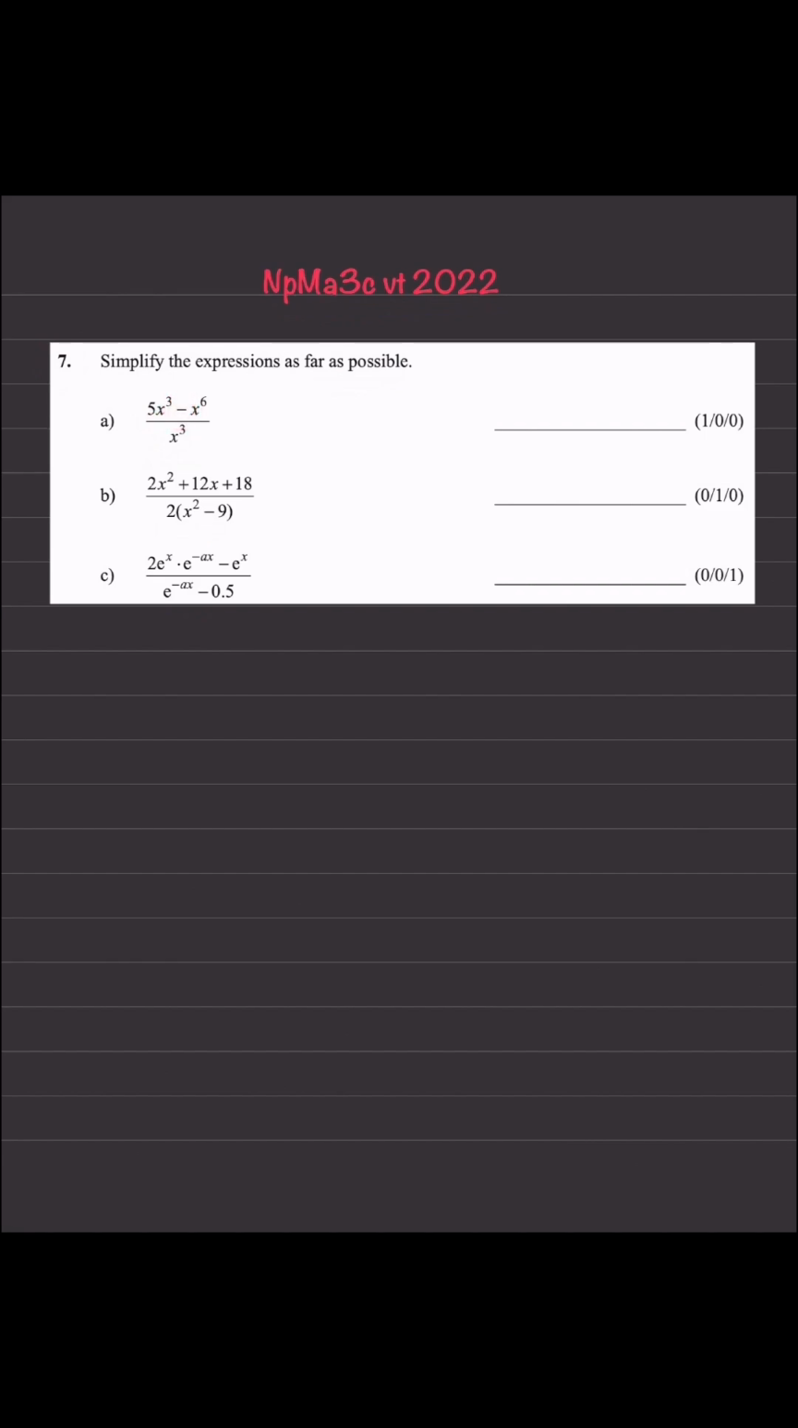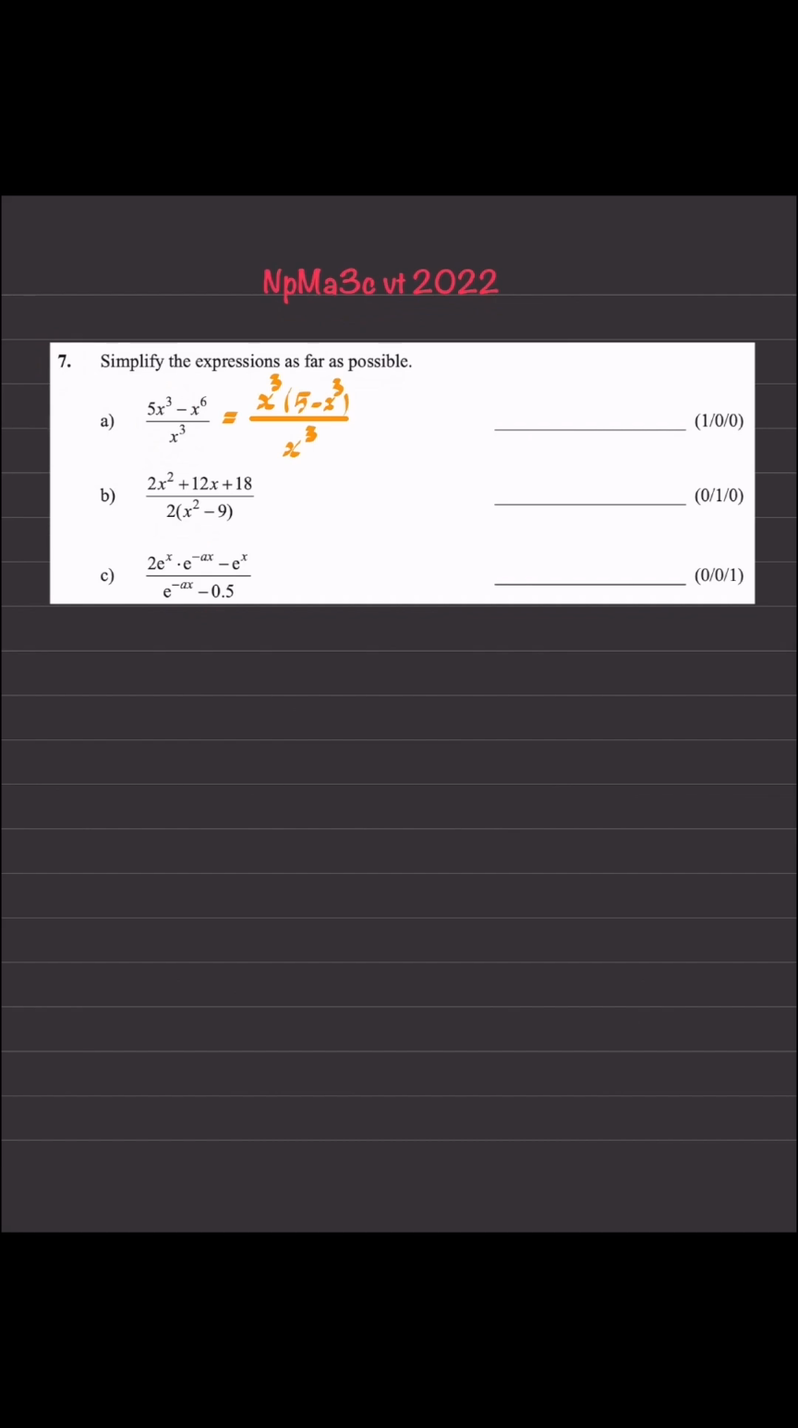So what you need to do is factorize. The denominator is as it is. There is nothing I can do. But in the numerator, you can see that I can factor an x cubed out. And what is left for me is just 5 minus x to the power of 3.